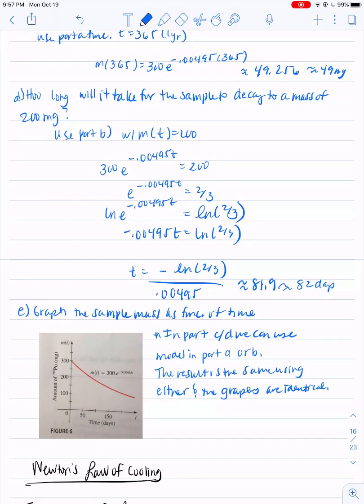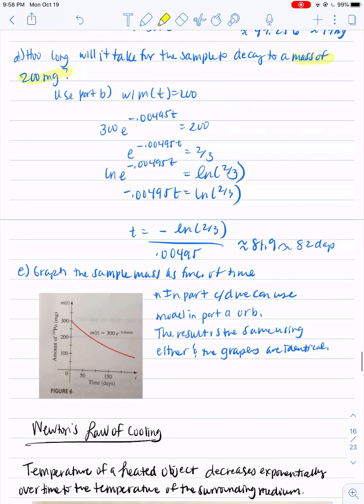How long will it take the sample to decay to a mass of 200 milligrams? I'm going to use part B with m of t equals 200. So I have 300 e to the negative 0.00495 t equals 200. I divide by 300, and I get e to the negative 0.00495 t equals 2/3. I take the natural log of both sides to cancel out the e. So I get negative 0.00495 t equals natural log of 2/3. So t equals negative natural log of 2/3 over 0.00495, which is approximately 82 days.